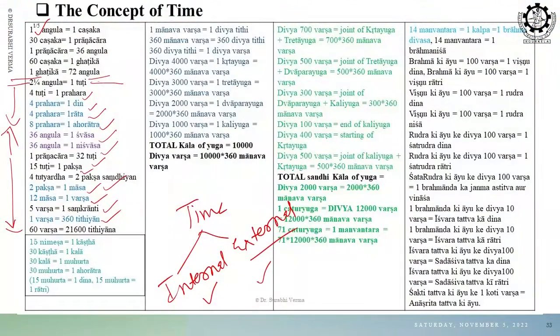So the measurement for the breath, one inspiration, one expiration, will be different for both the manifested entities, but that is giving the standard for the unit of measurement of time. 4 tuti is becoming 1 prahar. 4 prahar is 1 day. In our understanding, 4 prahar is having 1 day, and that is what we have in Jyotish Shastra.